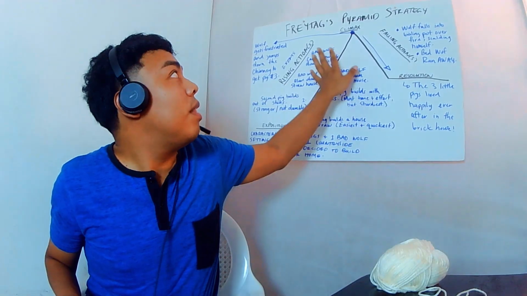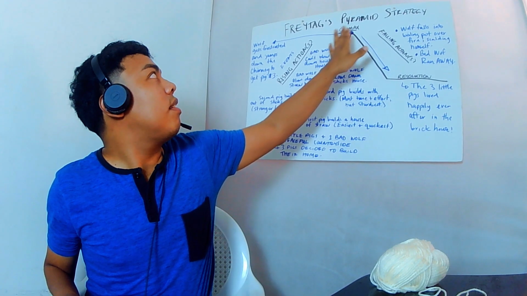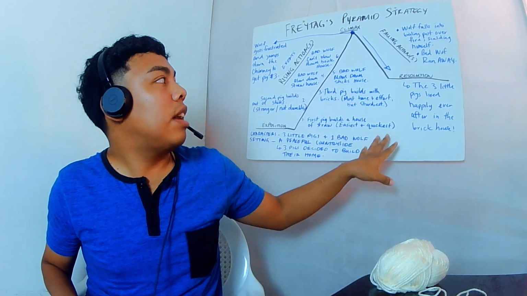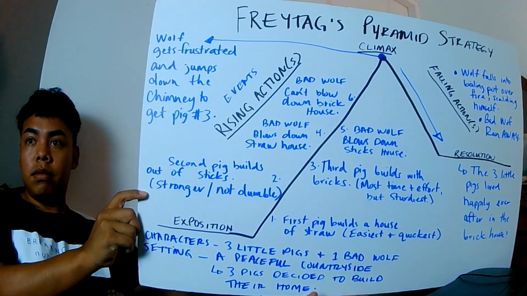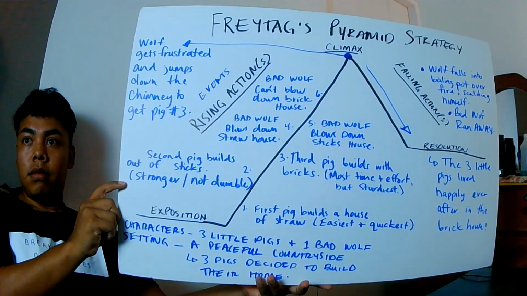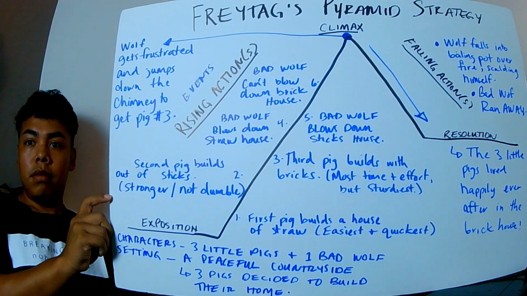Concluding with the Freytag's pyramid strategy, we understand that the five parts of this strategy, which is to understand plot structure, would be the exposition, the rising action, the climax, the falling action, and in the end, the resolution. By following this Freytag's pyramid strategy as a pre-writing strategy, we're able to understand, with stories that we're already familiar with, how plot structure is within a story, how events flow within a story, and how characters also act within a story.